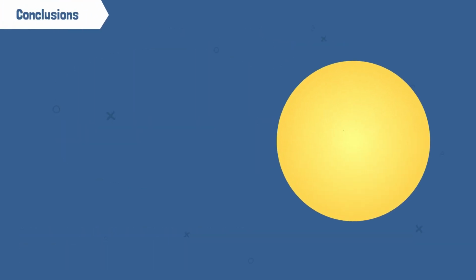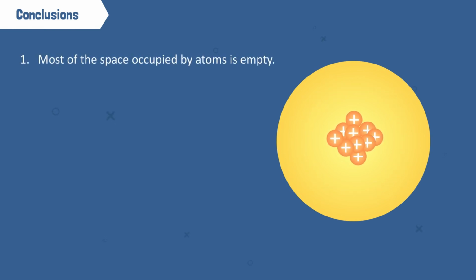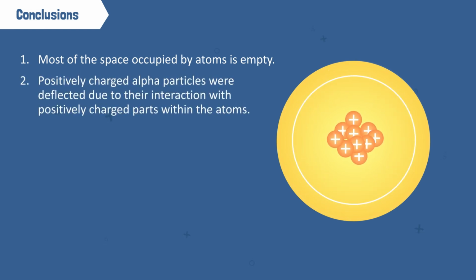Based on his observations, Rutherford drew the following conclusions. Number 1. As most of the alpha particles pass straight through the gold foil without any deflection, this means that most of the space occupied by atoms must be empty. Number 2. As some of the positively charged alpha particles were deflected slightly, this suggested that this deflection was due to electrostatic repulsion by positive charges inside the atoms.